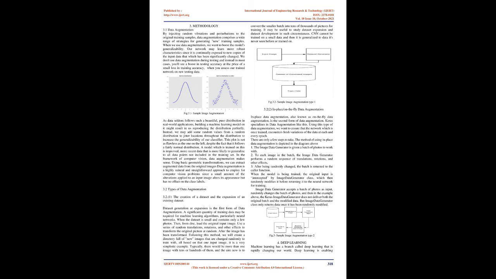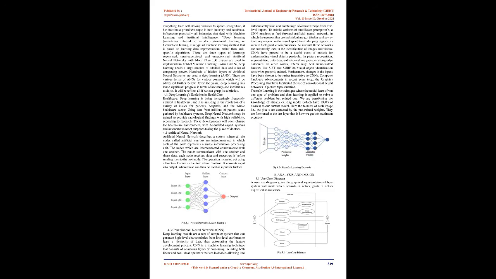3.2 Types of data augmentation. 3.2.1. The creation of a dataset and the expansion of an existing dataset. Dataset generation or expansion is the first form of data augmentation. A significant quantity of training data may be required for machine learning algorithms, particularly neural networks. When the dataset is small and contains only a few photos, load the original input image from disk. Use a series of random translations, rotations, and other effects to transform the original picture at random.